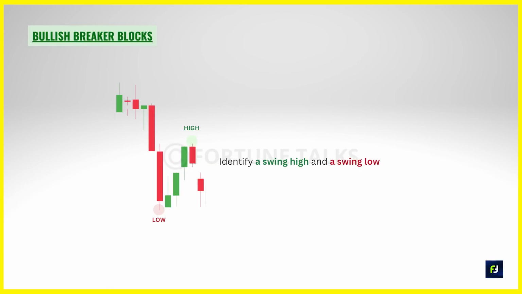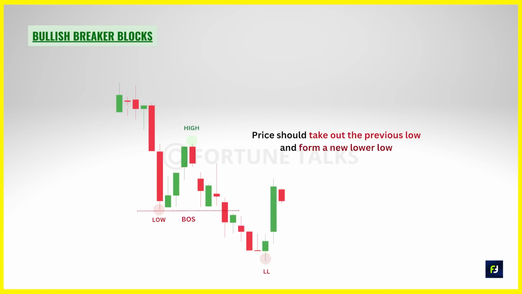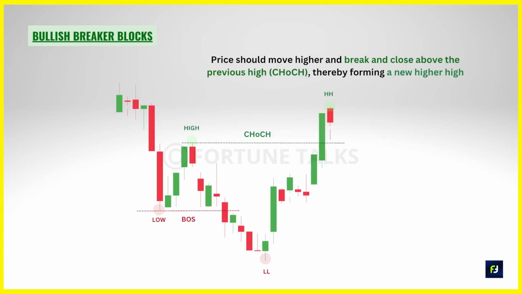Here also, we need to identify a swing high and a swing low. The price should take out this low and form a new lower low. This is a liquidity sweep below the previous low. It is better if this particular move is associated with an inefficiency. Once the lower low is established, we want the price to swiftly move higher and break and close above the previous high, thereby forming a new higher high.